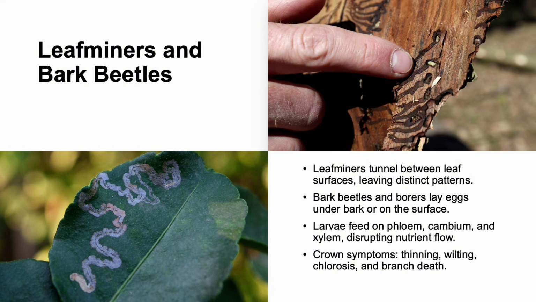Bark beetles and borers, on the other hand, lay their eggs under the bark or on the tree's surface. Their larvae feed on the phloem, cambium, and xylem, disrupting the tree's nutrient and water flow. Symptoms of bark beetle infestation include crown thinning, wilting, chlorosis, and branch death. Identifying these signs early is crucial to preventing significant damage.